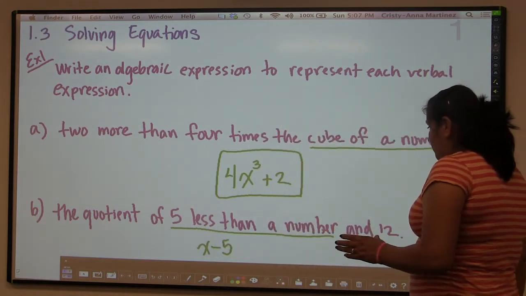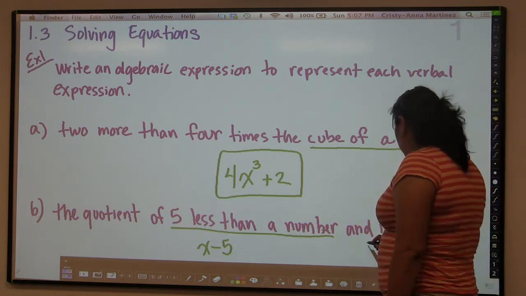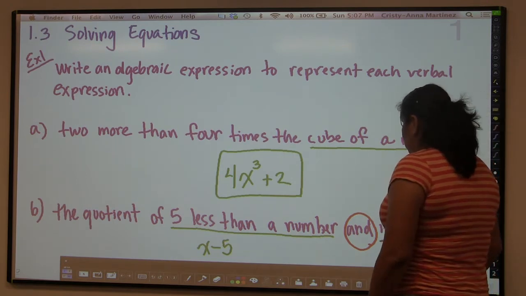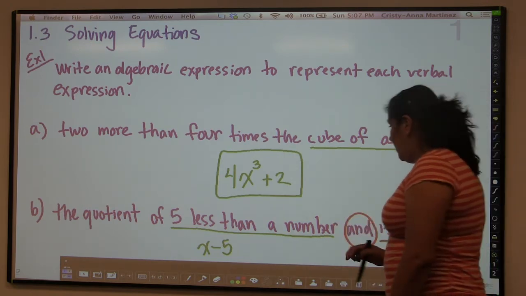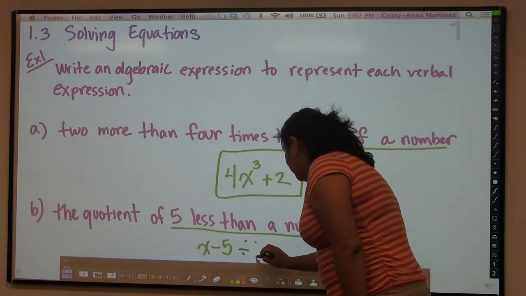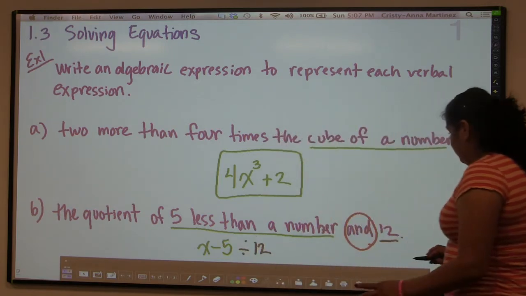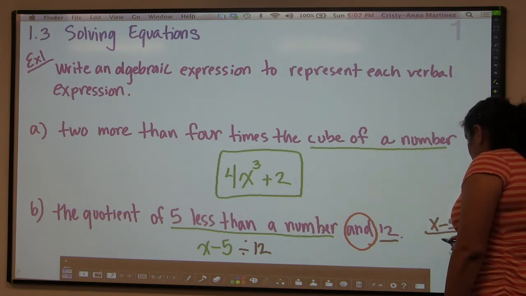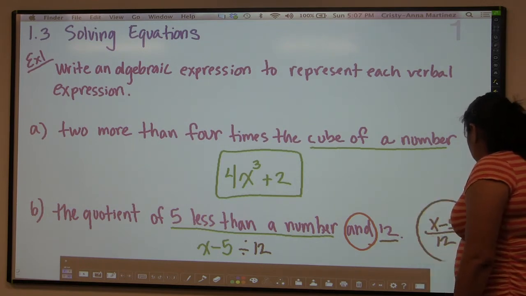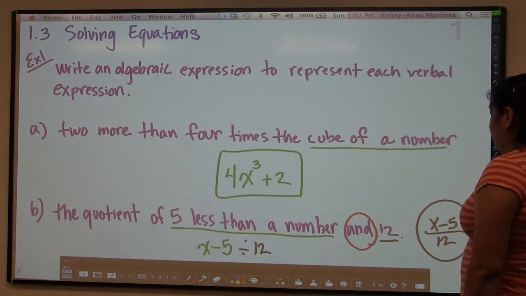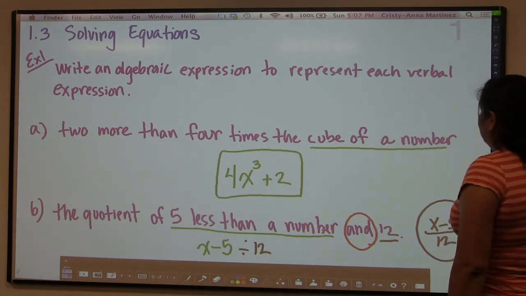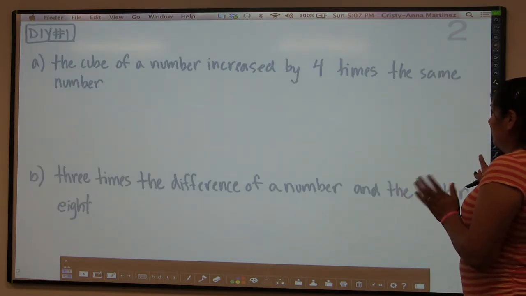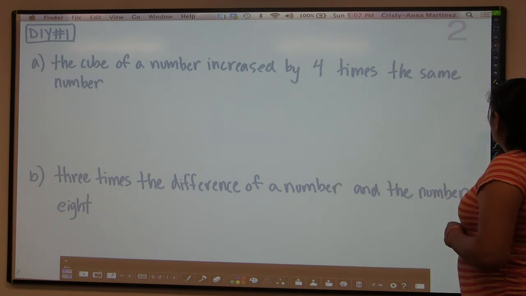You have a quotient, and that's the first part. And then here comes the word and. And what? 12. So those are the 2 things that are being divided. So x minus 5 divided by 12. Or if you don't like the division bar symbol like that, you could say x minus 5 divided by 12. And that would be your solution for that one. So that's the first example. Now you can do this one by yourselves. And then once you've done that, you can move on.